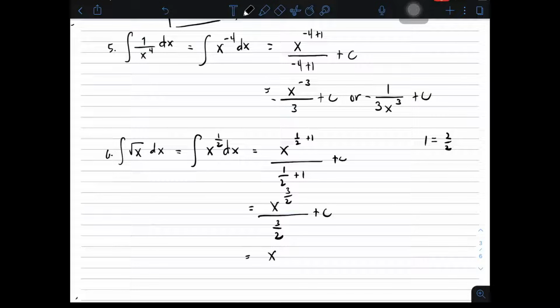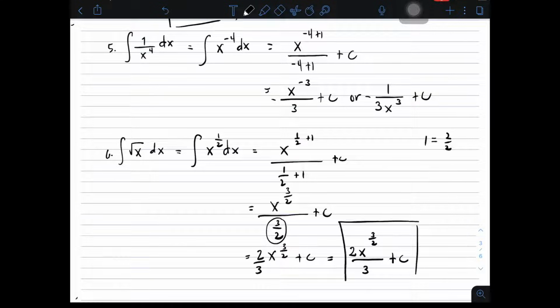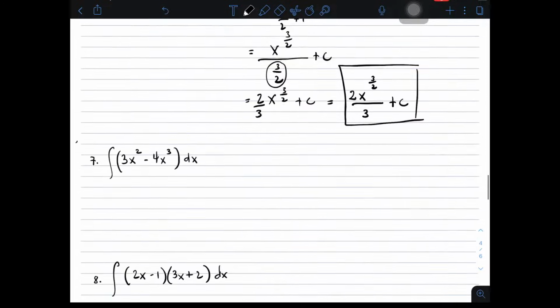x raised to 3 over 2. And then, yung reciprocal nitong 3 over 2 natin, which is 2 over 3, plus c. So, kung aayusin natin sagot natin, that is 2x raised to 3 over 2 over 3 plus c. This is the answer for item number 6. So, move on tayo sa ating item number 7.